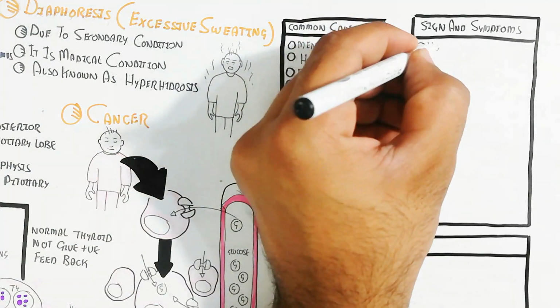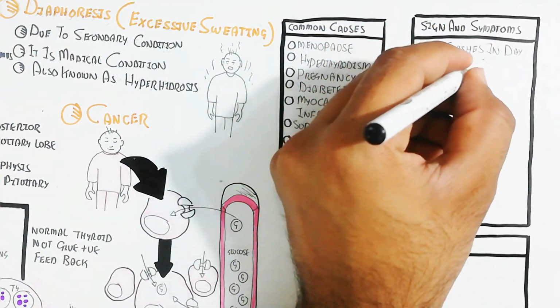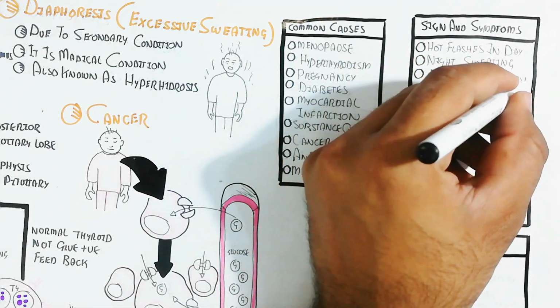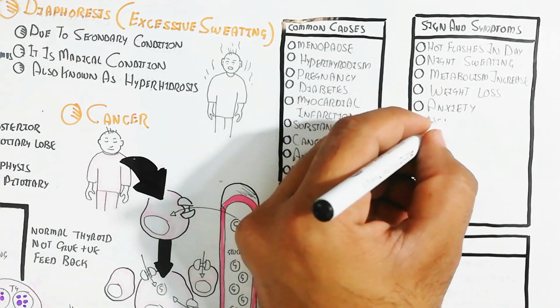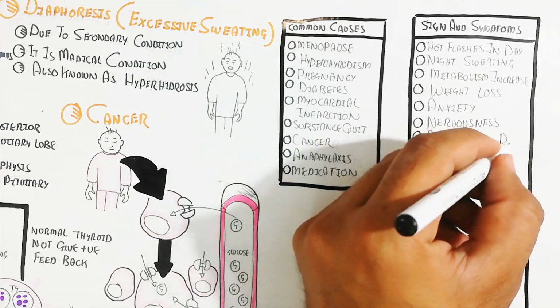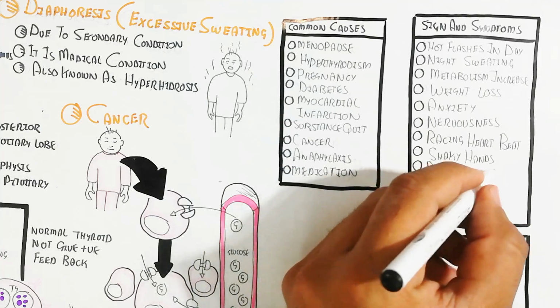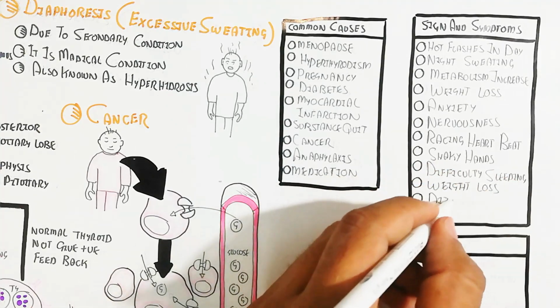The signs and symptoms of diaphoresis, the excessive sweating, are hot flashes in the day and sweating during the night. The metabolism increases, leading to more heat production and weight loss, anxiety, nervousness, racing heartbeat, shaky hands, difficulty sleeping, dizziness, and fatigue.